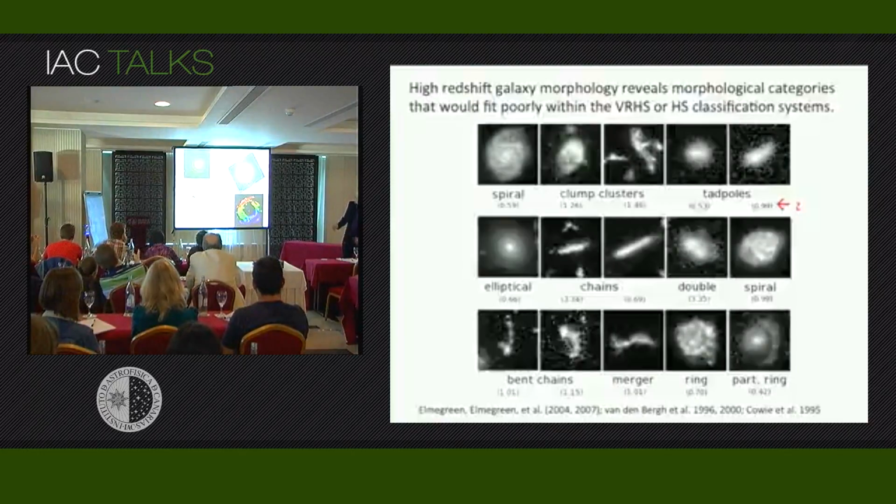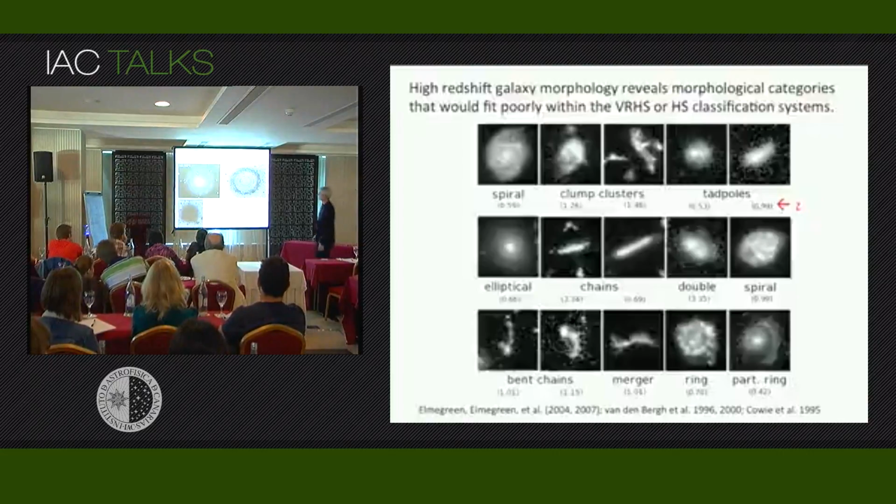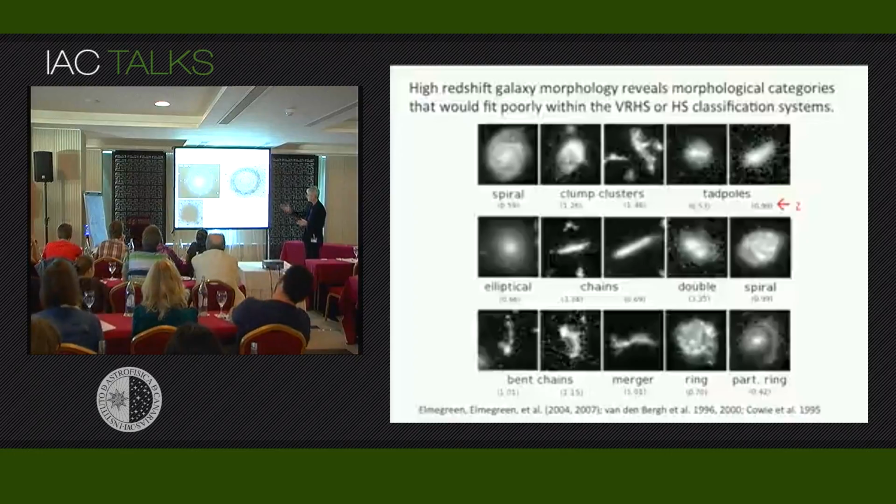High redshift galaxy morphology is very, very interesting. These are some of the categories that people find they don't necessarily fit into the Hubble system. Sometimes they do. You have ordinary spirals and ellipticals on the upper left there. But the bulk of them don't look like ordinary morphologies. And a lot of these categories are due to Abraham, van den Bergh, Cowie et al. But you see clump clusters, just groups of large clumps. You see chains of clumps. You see bent chains. You see rings which are not resonance rings.